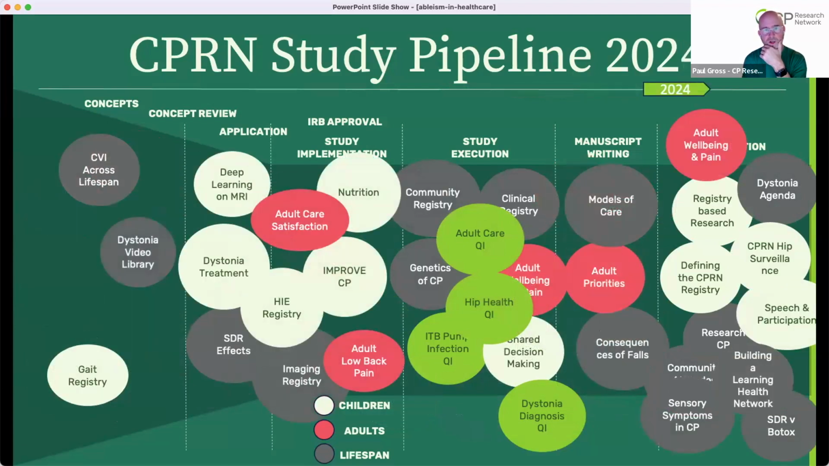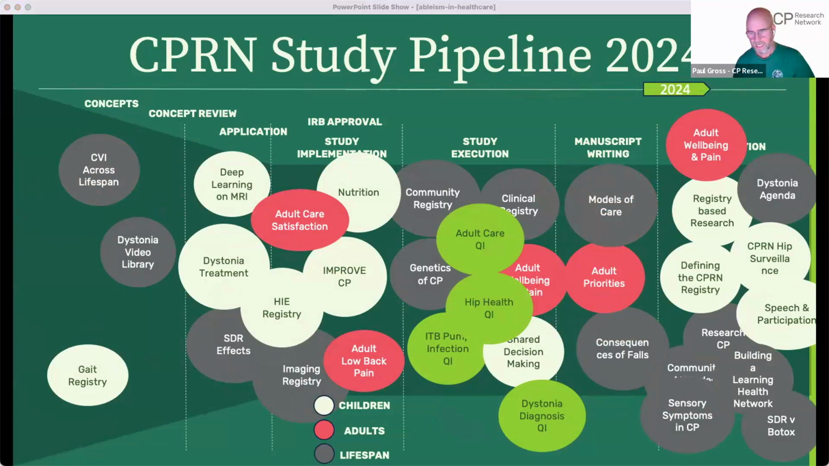So as you can see, we're very busy, and it's not quite 1,000 flowers, but we've got a lot of activity going on across a broad range of ages and both quality initiatives and research initiatives.